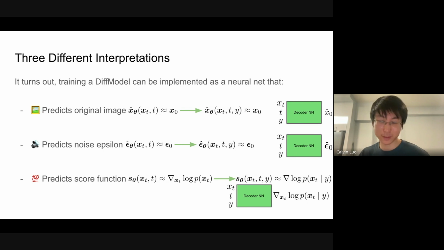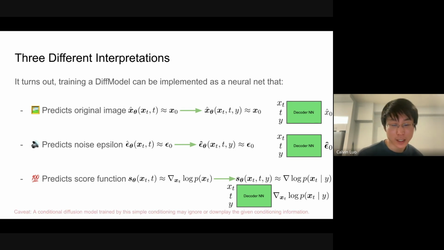So are we done? Well, not quite. The caveat is that a conditional diffusion model trained by the simple conditioning, where you just pass it in as another input, can ignore or downplay the given conditioning information. There's no guarantee, actually, that when it makes this prediction of the clean image, it factors in the y. Maybe during training, it just learns to zero out all the things that look at y. It could just not factor it in at all or downplay it. Or what if we care a lot about heavily respecting our conditioning information? Why? Well, there's no natural mechanism to do it when we just throw it in as another input.